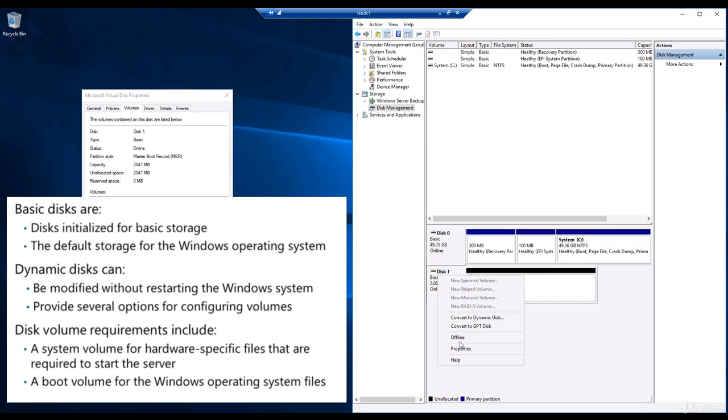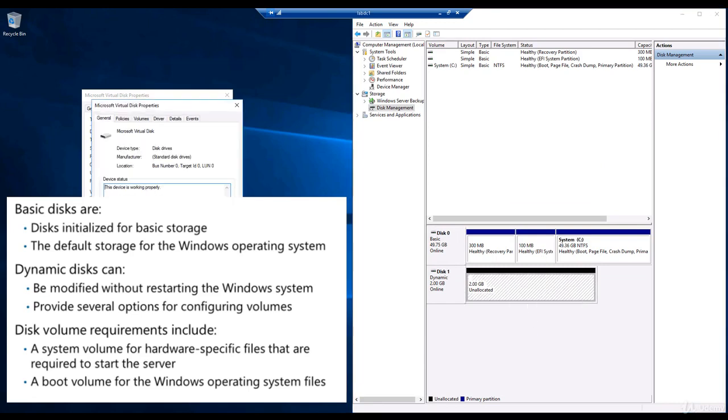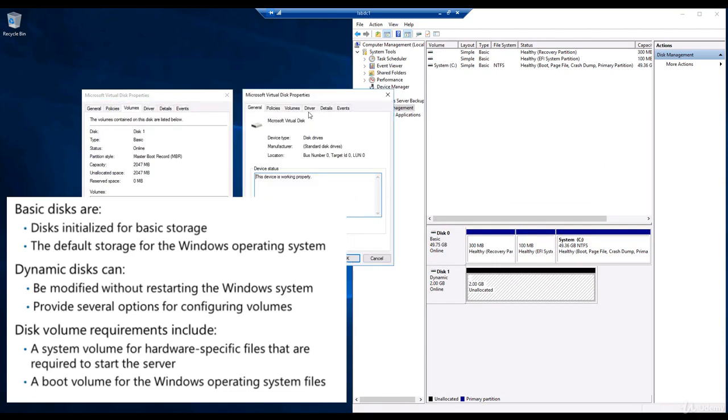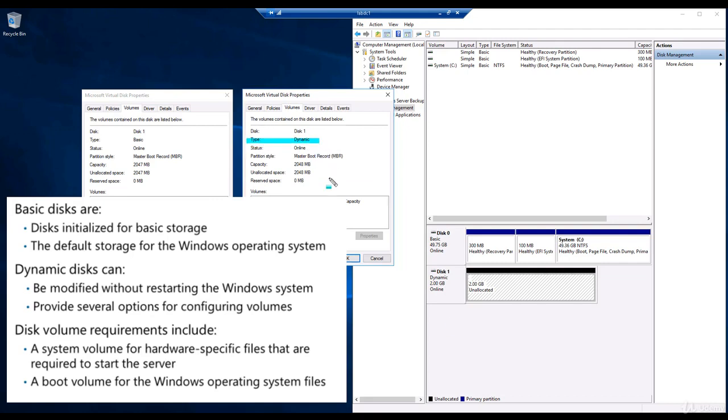It is easy to convert basic disks to dynamic disks without any data loss. However, when you convert a dynamic disk to a basic disk, all data on the disk is lost. So please consider planning this. You can always create a simple disk and convert it to a dynamic disk, but you cannot create a dynamic disk and convert it to basic without data loss.